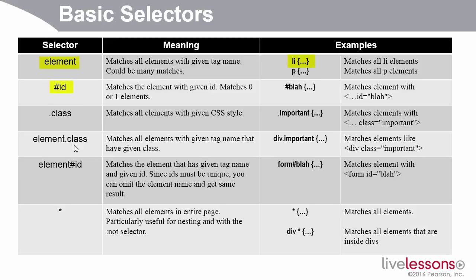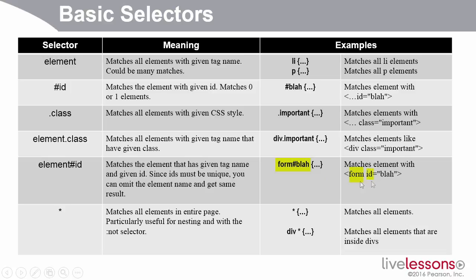Pound sign applies to IDs. If it starts with a dot, then you have to use class in the HTML to refer to it. And you can kind of hook them together. If I say some element dot some class name, for example, div dot important, then that means it applies to HTML elements that are of type div, but only if they also say class equals important. And you can do the same thing with an ID. You can hook it together. So if I say, for example, form pound sign blah, that applies to the form element, but only if it says ID equals blah.